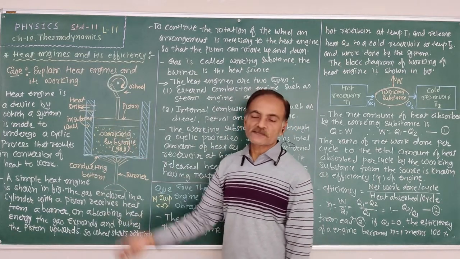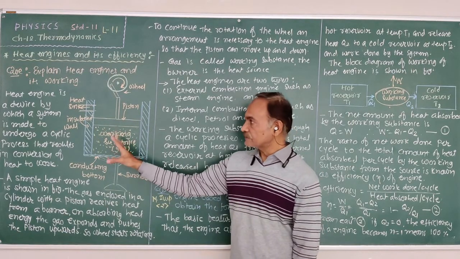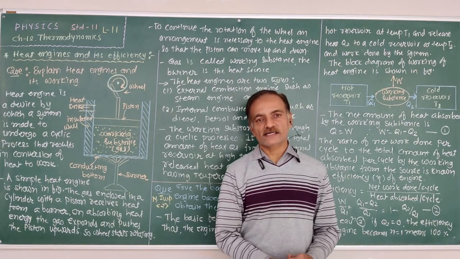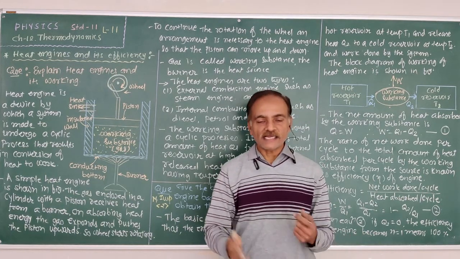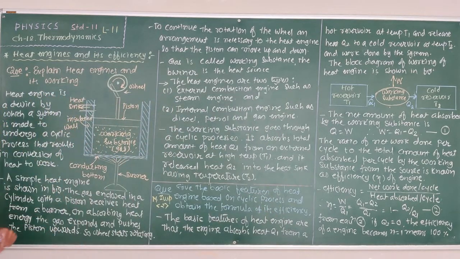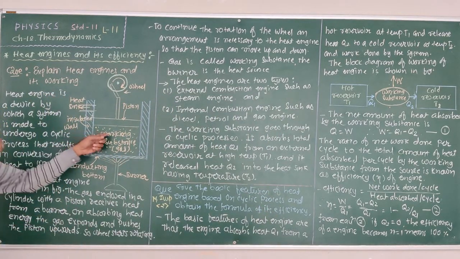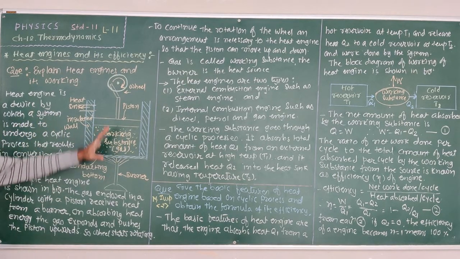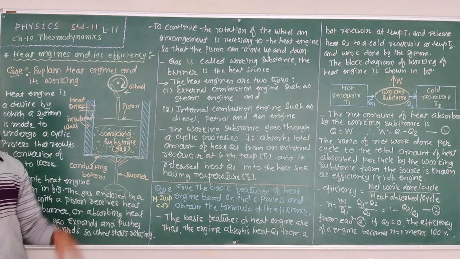So the principle of the heat engine is to convert heat energy into work. Heat energy is converted into work. That is the principle of the heat engine. Again, the heat engine is a device in which a working substance undergoes a cyclic process that results in heat energy being converted into work. So that is the basic concept of the heat engine.